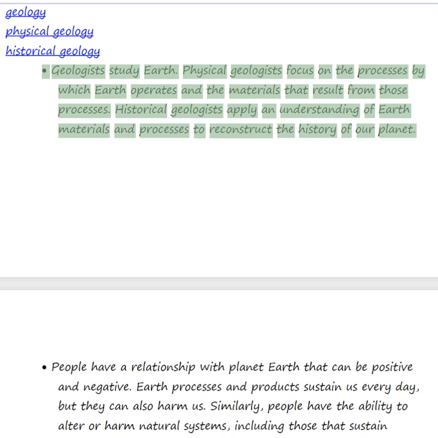Geologists study Earth. Physical geologists focus on the processes by which Earth operates and the materials that result from those processes. Historical geologists apply an understanding of Earth materials and processes to reconstruct the history of our planet.